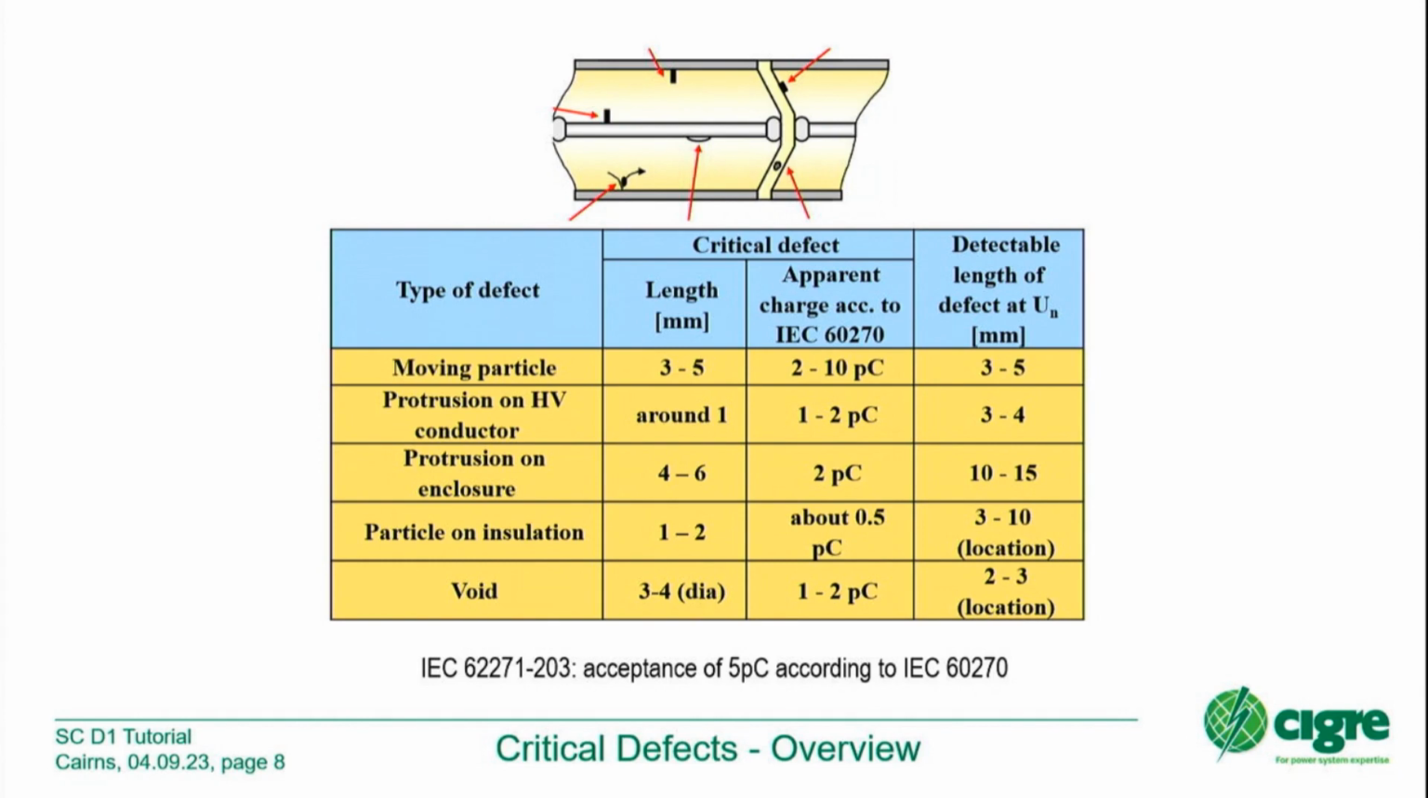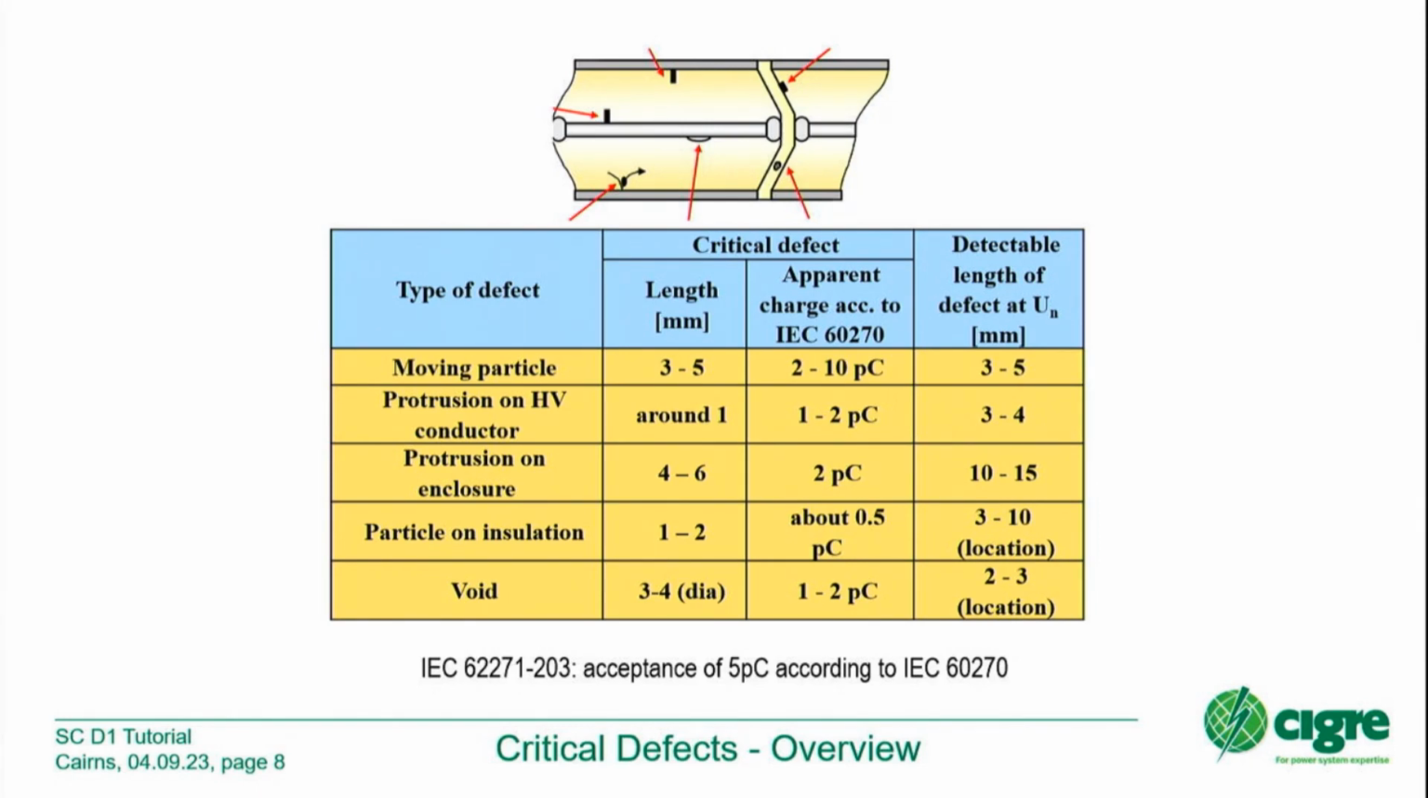Protrusion on enclosure, the same needle, but on the enclosure, critical length 4 to 6 millimeters, roughly 2 picocoulomb apparent charge, and 10 to 15 millimeter is the detectable length. Particle on insulation, critical length 1 to 2 millimeters, about 0.5 picocoulomb. Detectable length 3 to 10 millimeters, depending on the location, if it's closer to the conductor or closer to the enclosure.